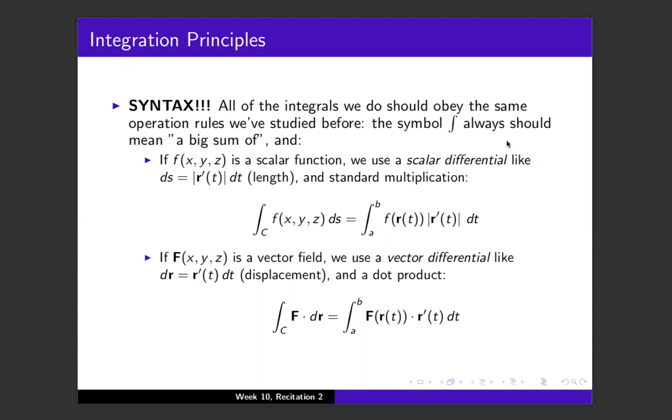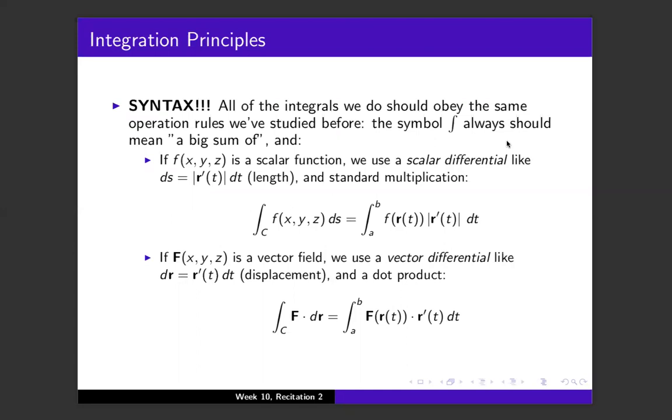And a vector differential example of that could be dr, which is r prime t dt, aka a very small change in displacement. And we use a dot product of that with our vector field. So it's a dot product of the vector field with this vector differential. That's going to be a scalar too, but that obeys the same rule that we saw before.